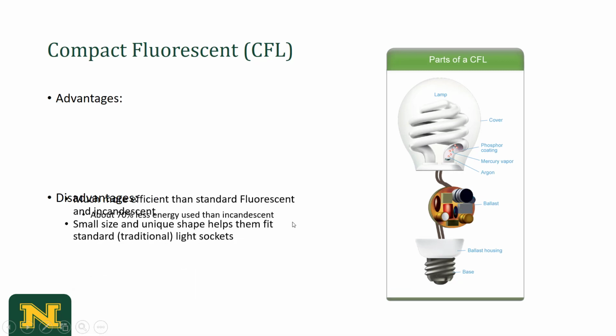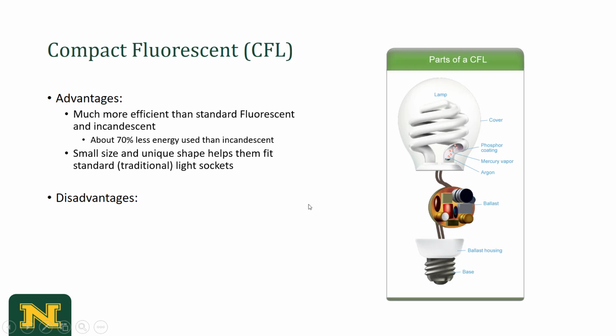Some advantages: much more efficient than your standard fluorescent even, and incandescent, about 70% less energy used than an incandescent. The small size and unique shape fits them with standard light sockets, which is a big benefit of theirs. Some of the disadvantages are the same as with fluorescents, but also they are slow to start. Sometimes they take up to even 3 minutes to get fully intensified.